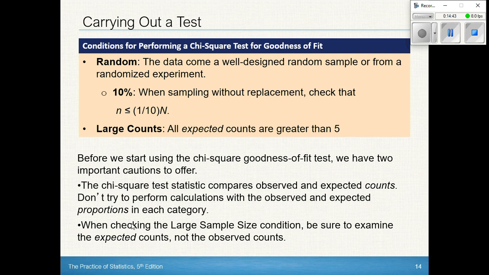Two words of caution here. The first is the chi-squared test statistic compares the observed and expected counts, the actual number of M&Ms, not the proportions in each category. So we're actually dealing with the counts there, not the proportions. Be careful on that. And also note that this large count condition is that the expecteds are all bigger than 5. Not that the observeds are bigger than 5, that the expecteds are bigger than 5.